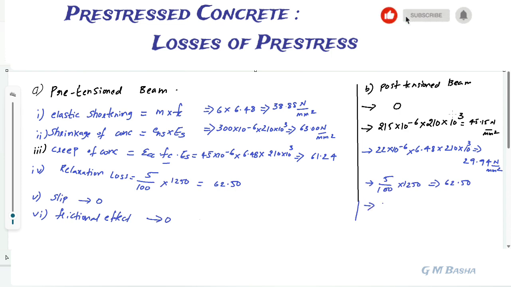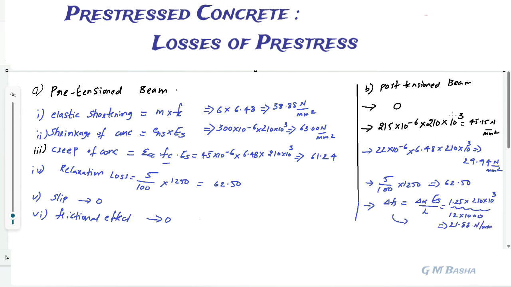And what about here? You will get anchorage slip; the slip formula will be delta fs equal to delta alpha times modulus of elasticity of steel by L. So what is delta alpha? That is 1.25, which will be given. And what about this Es? That is 210 into 10 to the power of 3. Then the length of the span will be 12 meters. You can take it in mm, because delta fs will be in terms of slip. The overall value will be 21.88 Newton per mm square.